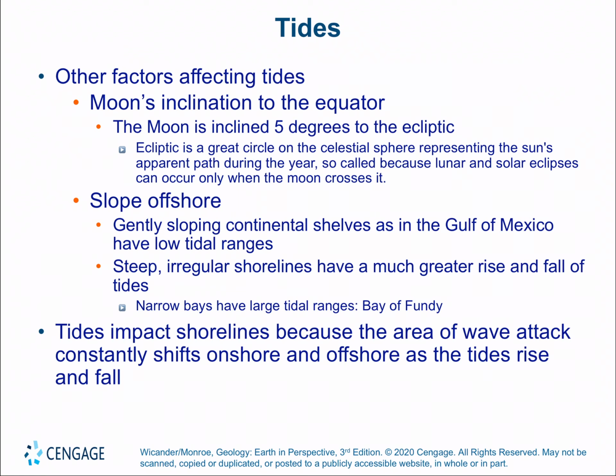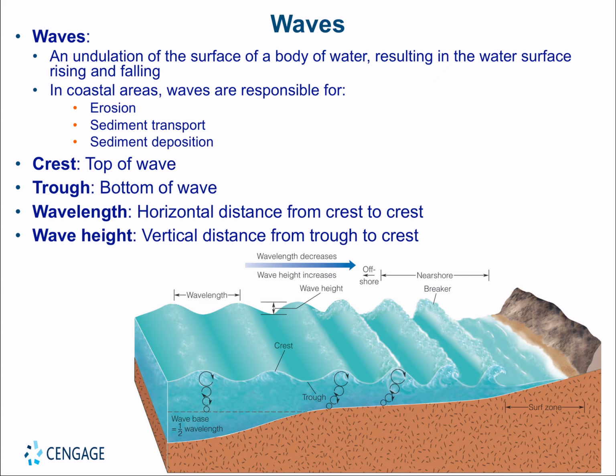The other factor would be the slope offshore. If you have a gently sloping continental shelf, as we do in the Gulf of Mexico, you're going to have a low tidal range. If you have a steep, irregular shoreline, you're going to have a greater rise and fall in the tides, like in the Bay of Fundy. The tides do impact the shoreline because the area of wave attack constantly shifts onshore and offshore as your tides rise and fall. Now let's look at our waves.